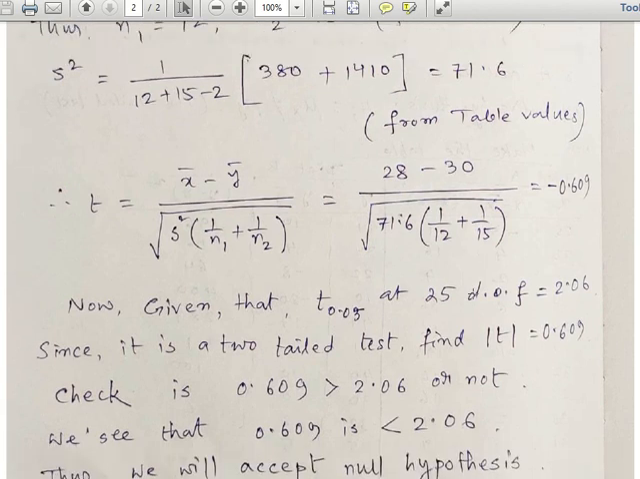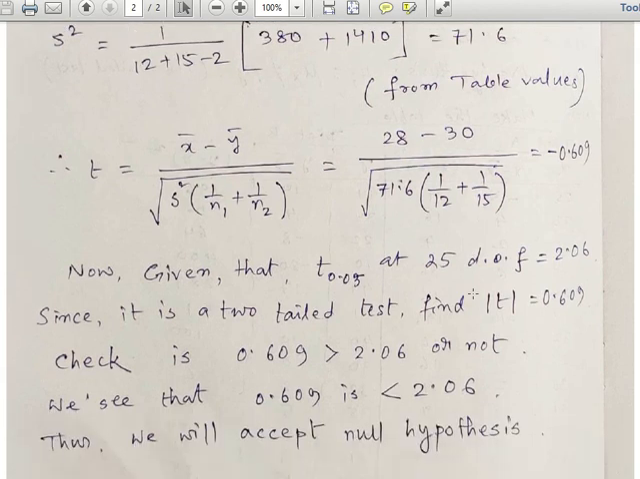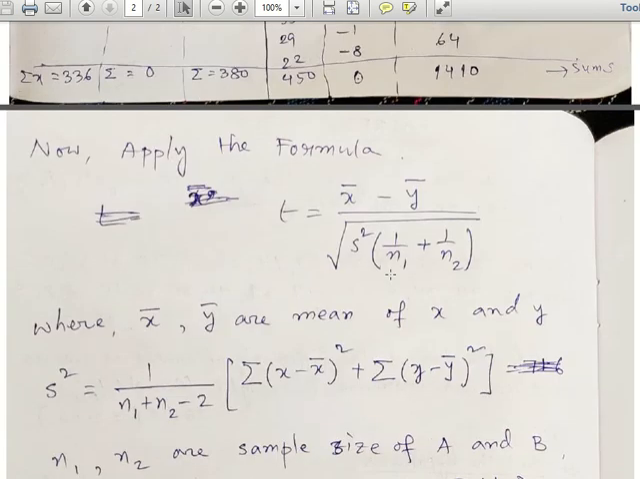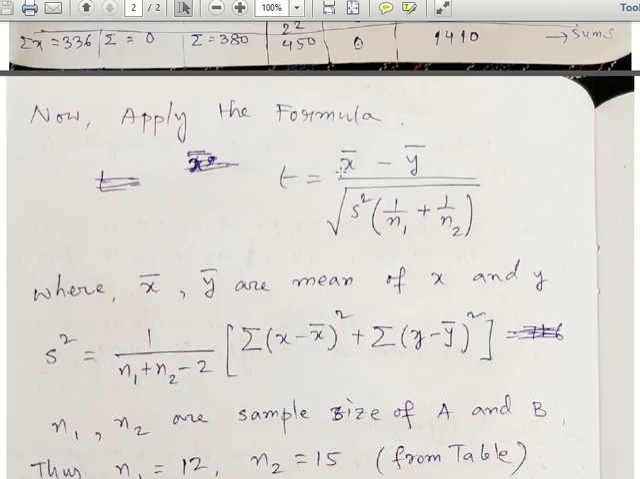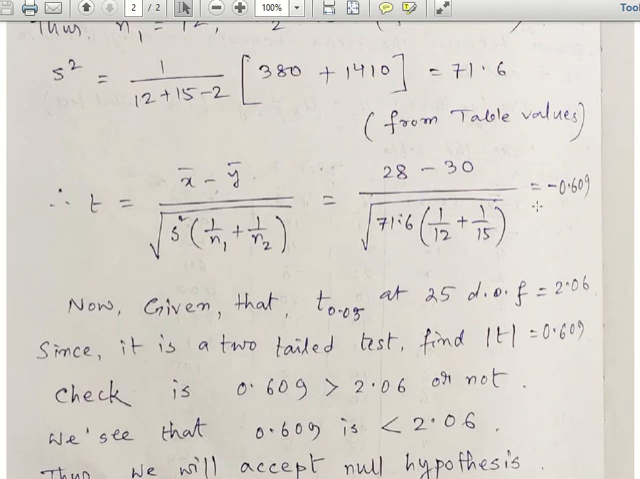Okay, so now what is your task? The last task is very easy. Now last task is to check and confirm whether we should accept the null hypothesis or reject the null hypothesis. Since here it is a not equal to sign, it is a two-tailed test. In case of two-tailed test, whatever the value of t we will get, we have already seen in the previous z test or simple t test.